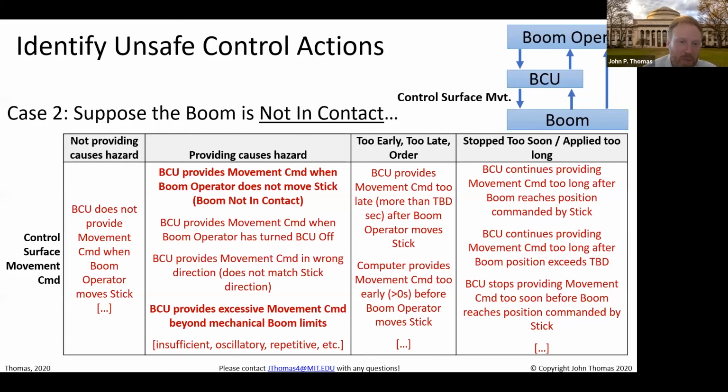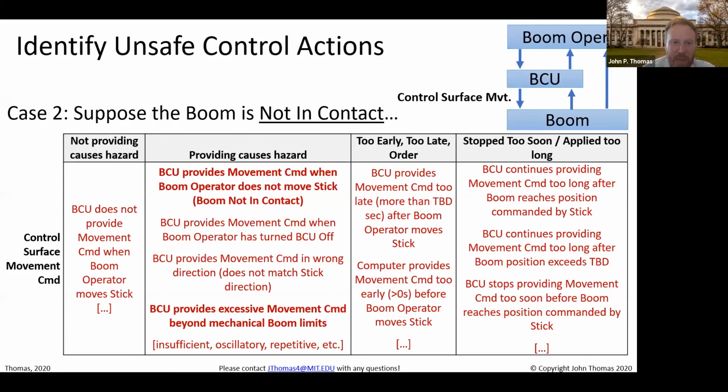What if we move the boom when we've been turned off, maybe due to some kind of malfunction? That's a problem. Of course, we could do it in the wrong direction. There are some interesting cases where the stick was wired up in reverse order during maintenance. That's a very difficult problem to resolve in real time. Can't remap your brain very easily to just reverse your control inputs. What if we provide excessive movement commands beyond the mechanical boom limits and so on?